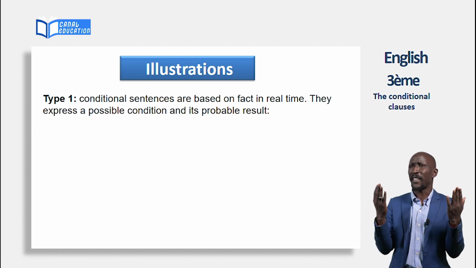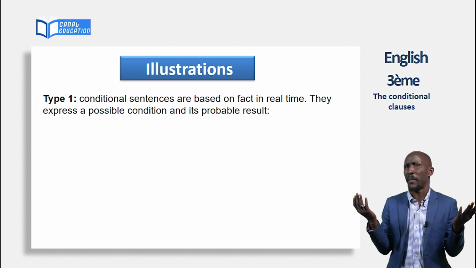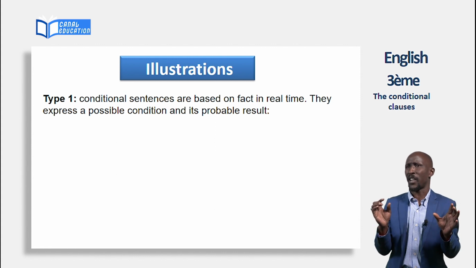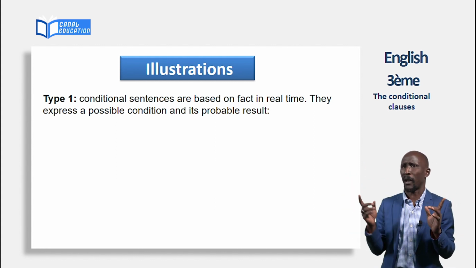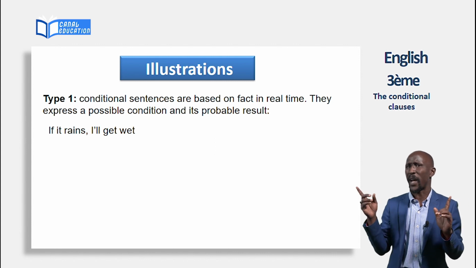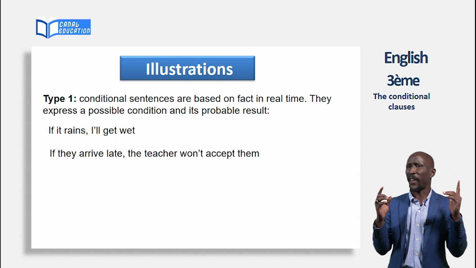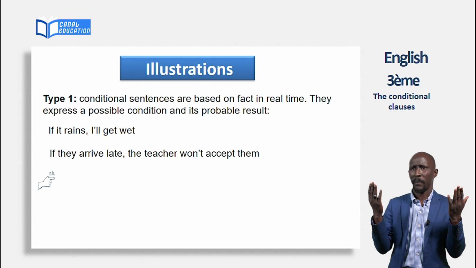We said that conditional sentences are based on fact in real time. They express a possible condition and its probable result. If it rains, I'll get wet. You see, if they arrive late, the teacher won't accept them.